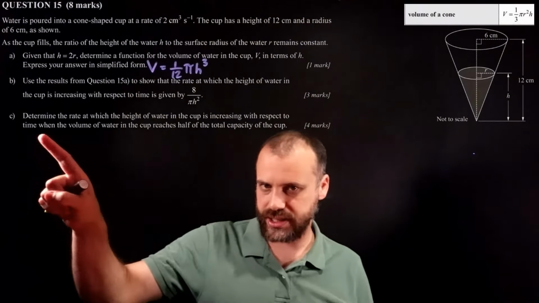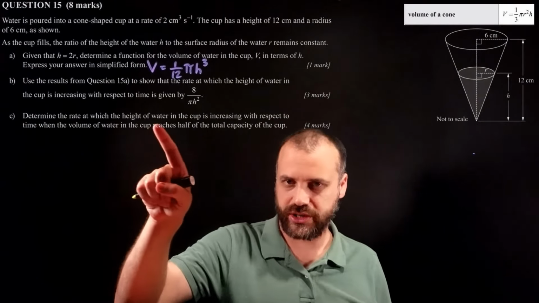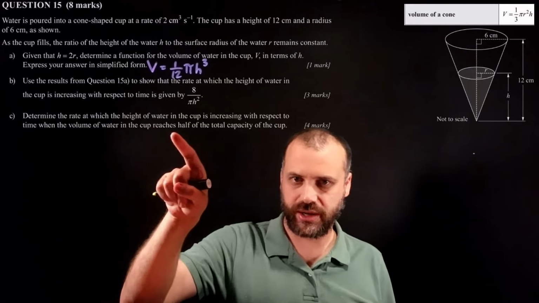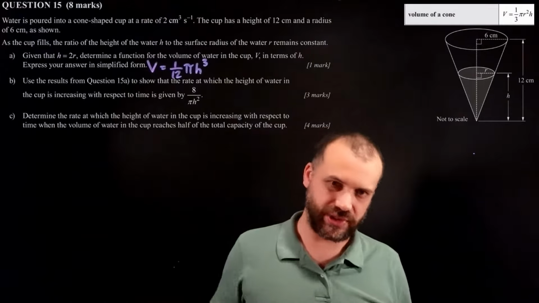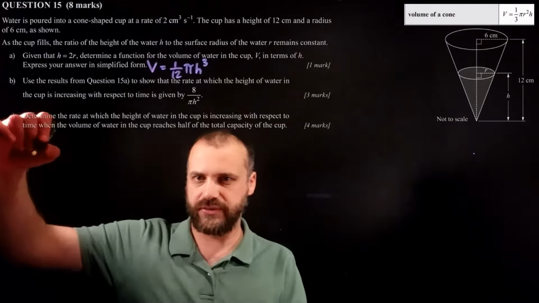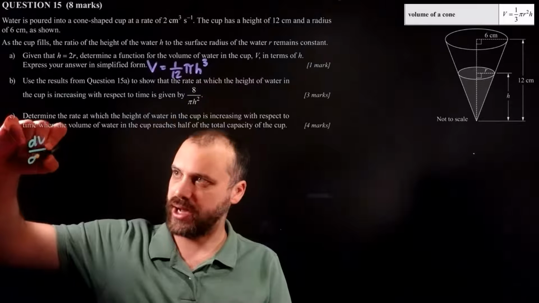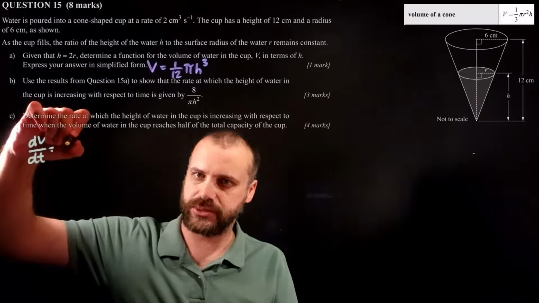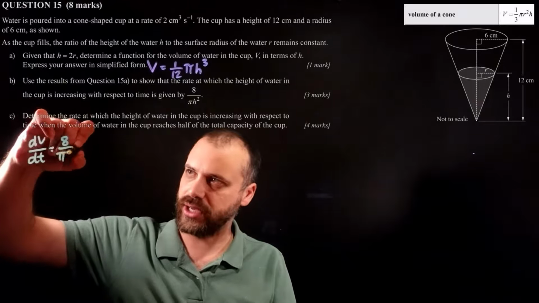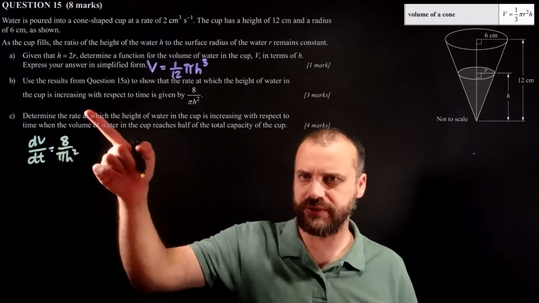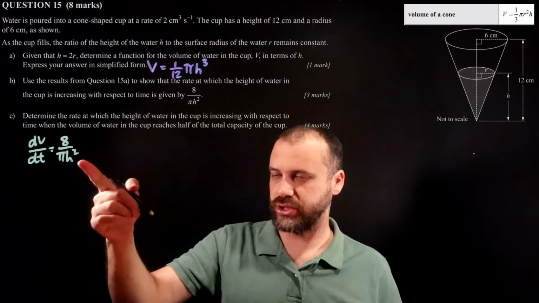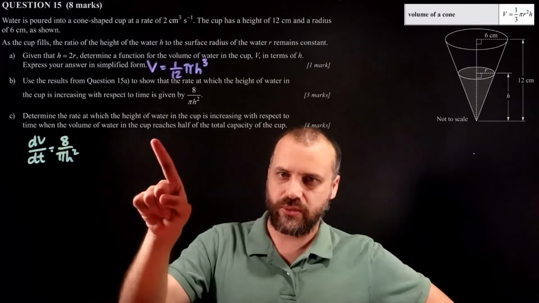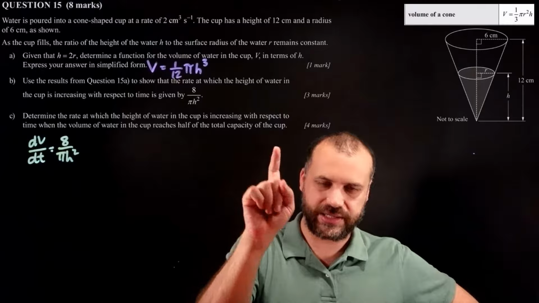All right, so part C is determine the rate at which the height of water in the cup is increasing with respect to time when the volume of water in the cup reaches half of the total capacity of the cup. All right, so in the previous part B, we said that the rate of change of height with respect to time was equal to 8 over pi h squared. And even if you couldn't do part B, you know it because you're told it. Okay, now we want to know what is the value of this when we reach half of the total capacity.